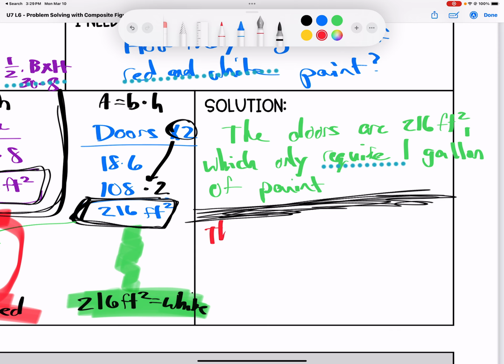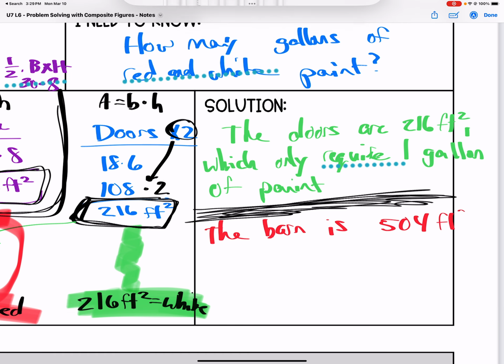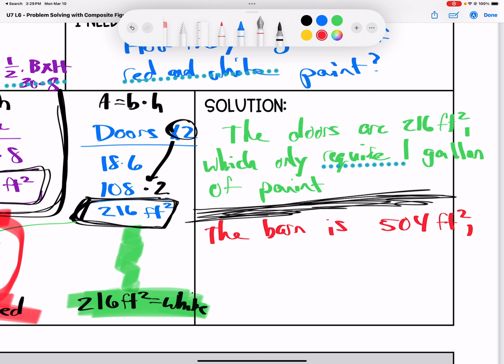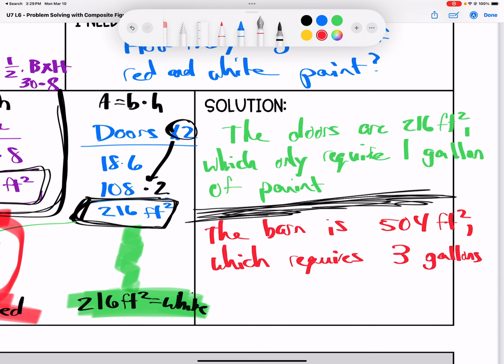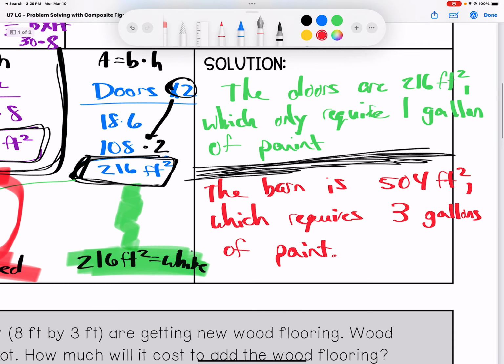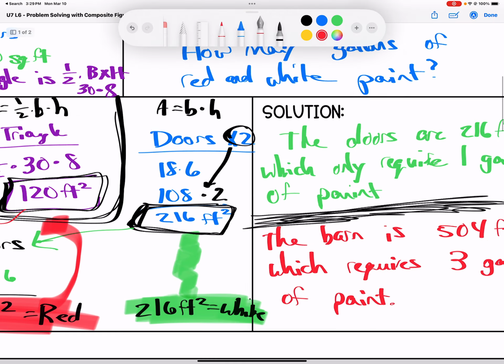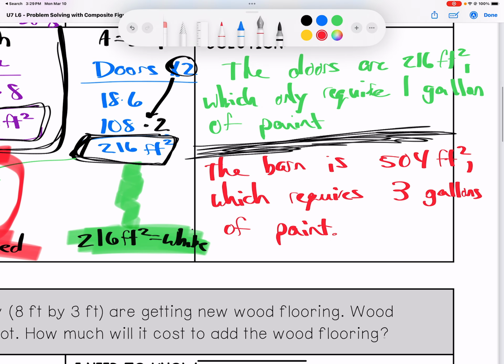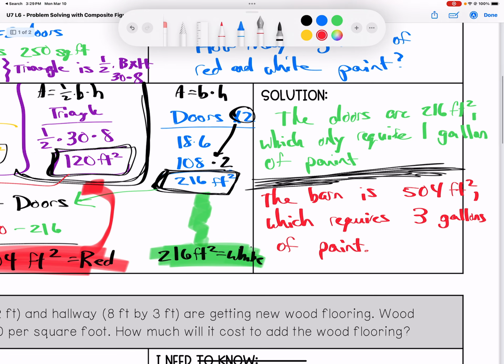The barn is 504 feet squared, which requires 3 gallons of paint. How do I know it requires 3 gallons? Because it's 504 square feet. 1 gallon only covers 250. If I got 2 gallons of paint, I can only cover 500 square feet. So I need a whole other gallon to cover that little bit extra. And that is the way paint works. You always need a little bit extra.